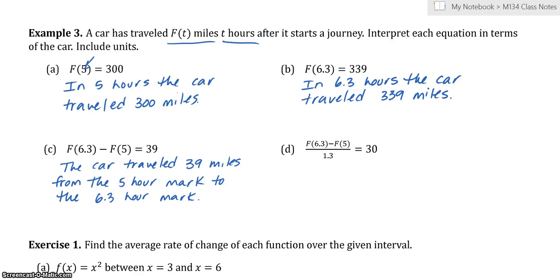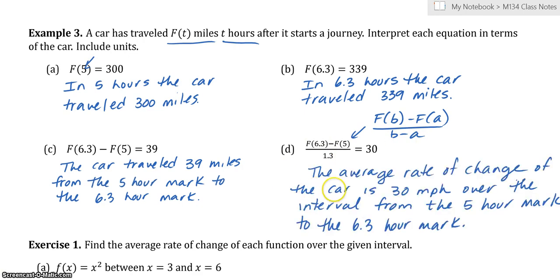Now we want the rate of change. So this is what the rate of change is. So the rate of change over that interval is 30. Because we have here, if you subtract the 6.3 minus the 5, you get the 1.3. And so this is exactly our formula, as you can see, where the B is 6.3 and the A is 5. And again, if you subtract those, you do get 1.3. So you could say that the average rate of change of the car is 30 miles per hour over the interval from the 5 hour mark to the 6.3 hour mark.